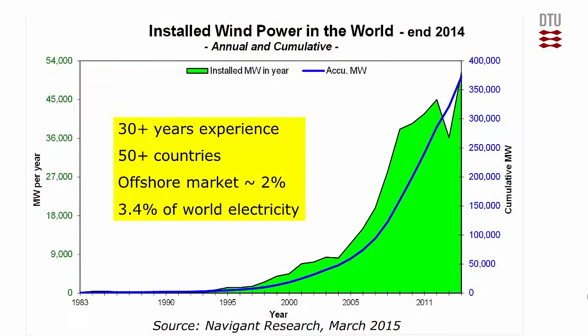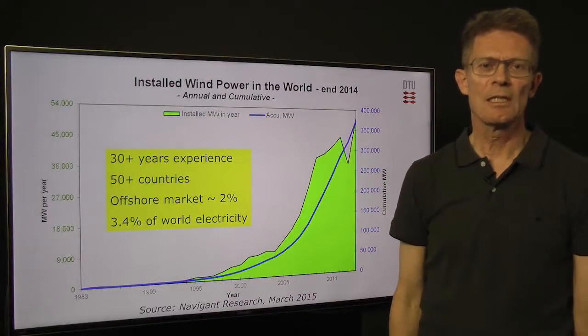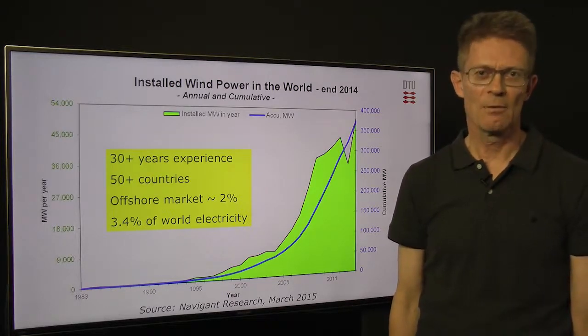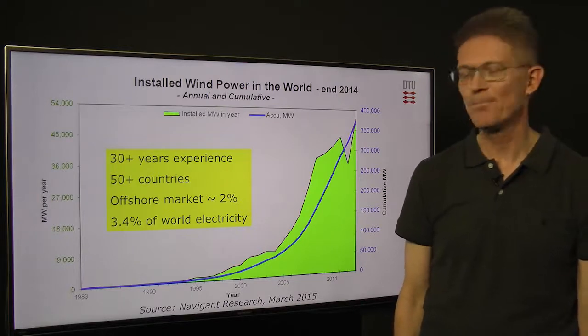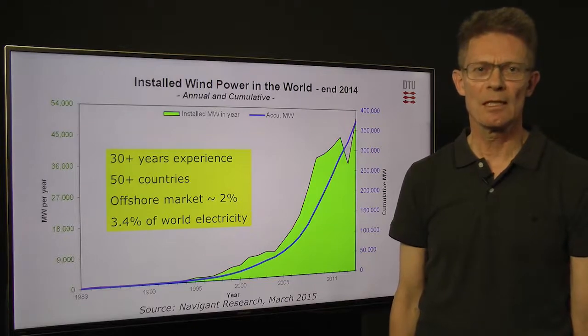On the right-hand side of the graph, the green numbers and the green graph is showing how much is installed in megawatts every year, and the blue curve is showing the accumulated installed capacity of wind energy up to 400 gigawatts of wind energy. So we have now more than 30 years of experience in more than 50 countries, and the offshore part of the market is about 2%. In 2014, wind energy generated 3.4% of the world electricity demand.